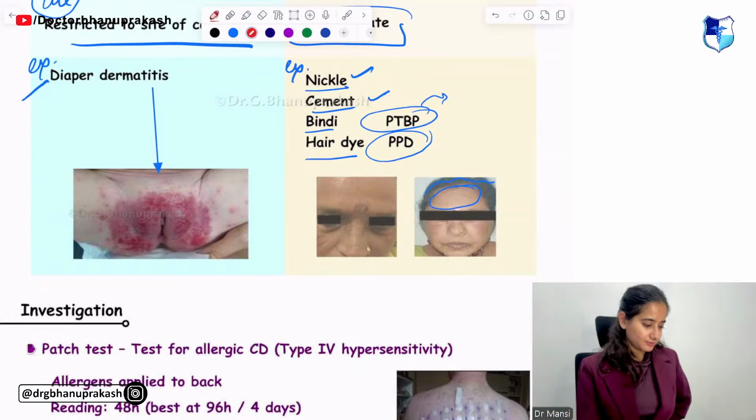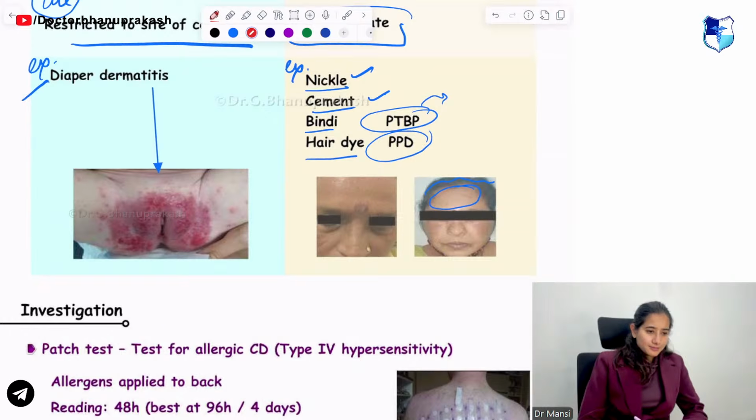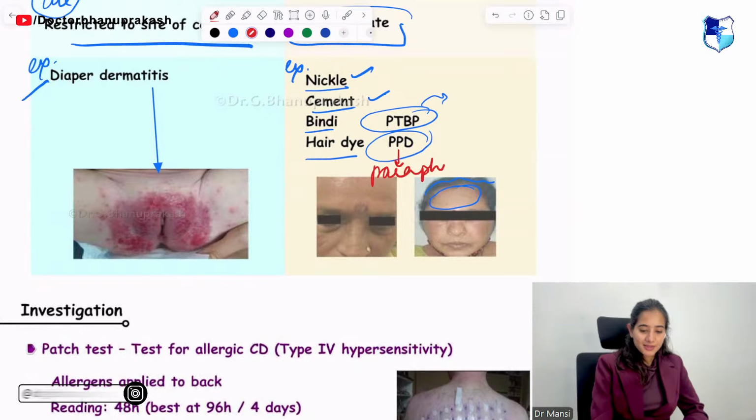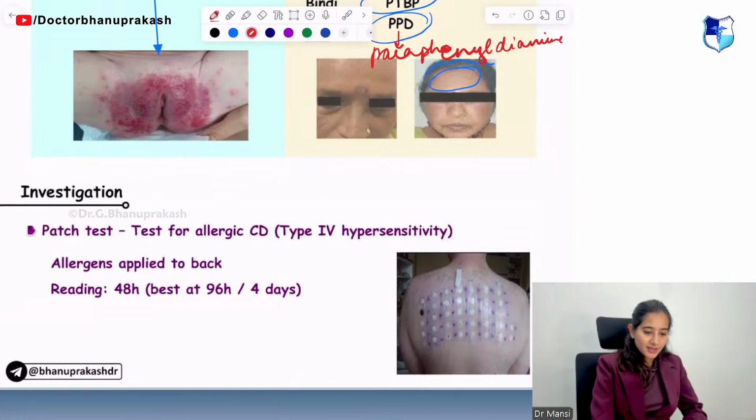PTBP is... PPD, we have not discussed. Para tertiary... Prem Kishore, good try. Paraphenylene diamine, absolutely. So PPD is paraphenylene diamine. That's what I've got from the answers. PTBP is para tertiary butyl phenol. Absolutely right.